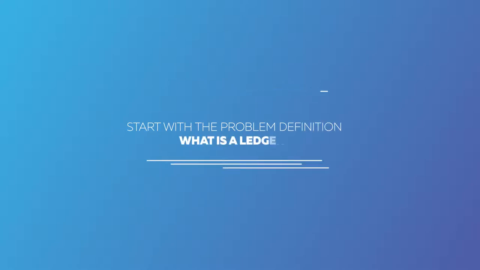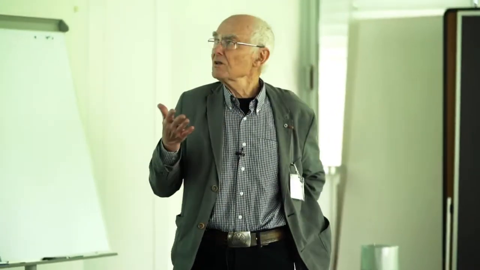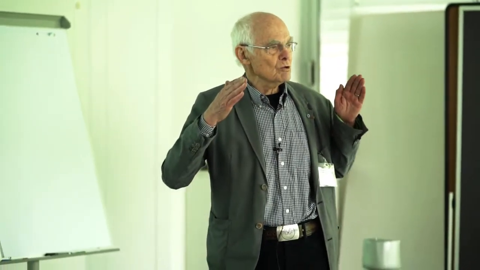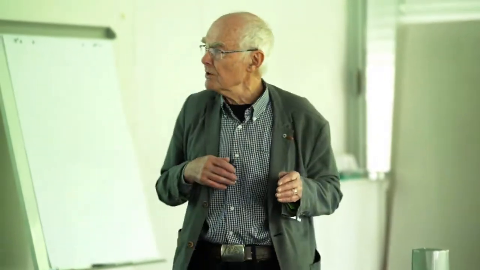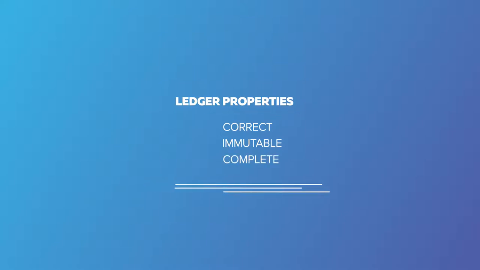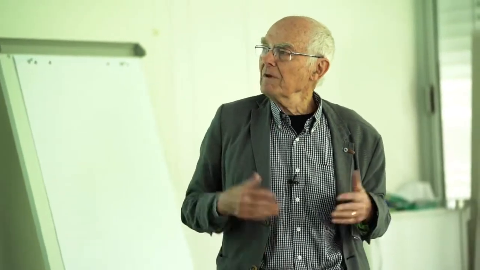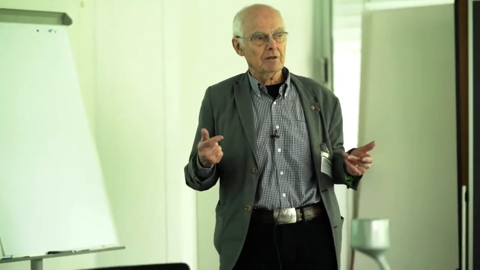A ledger must have a certain number of properties, and my main interest is managing business processes between several parties. I have almost no interest in cryptocurrencies. Tokens, yes, but not cryptocurrencies. And the properties that a ledger must have: it must be correct, it must be immutable, it must be complete, that means no transactions may be lost, and it must be checkable, easily checkable by others. I'm using the paradigm CHIC to remember these properties easily.